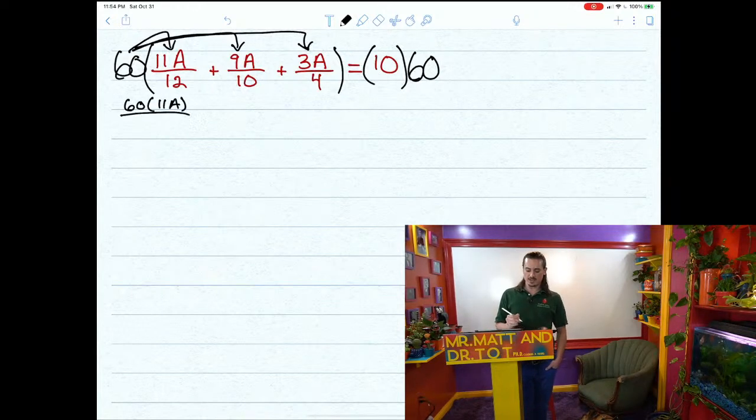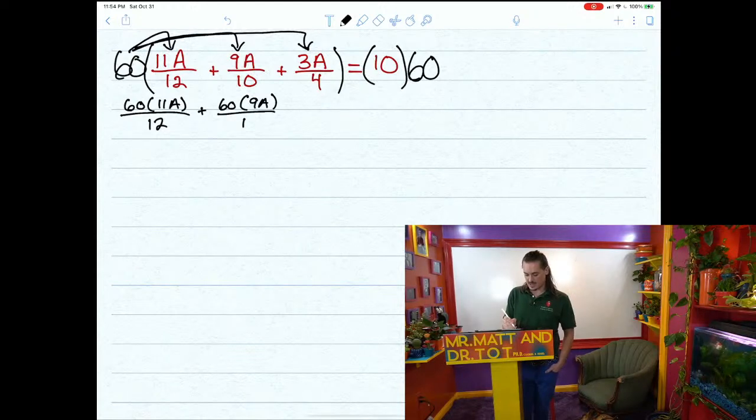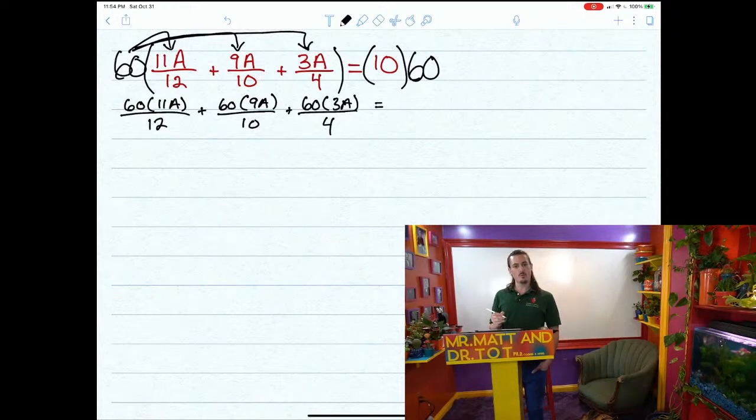60 divided by 12 is 5. So this is going to turn into 5 times 11a, plus 60 divided by 10 is 6, so this is going to turn into 6 times 9a. 60 divided by 4 is 15, so this is going to turn into 15 times 3a is equal to 600.